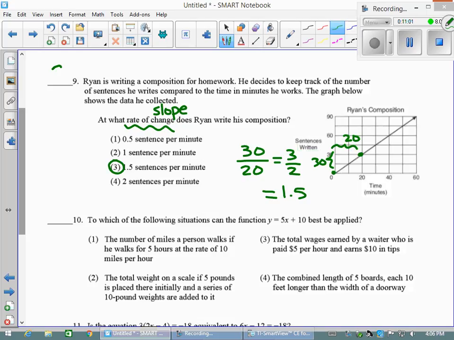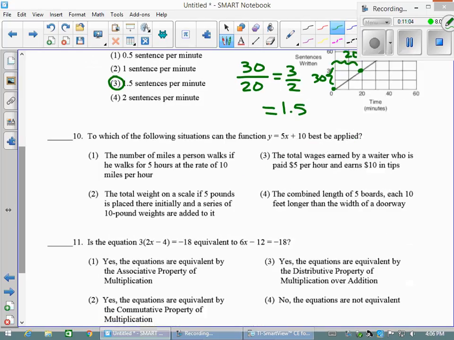Question 10. To which of the following situations can this function y equaling 5x plus 10 be applied? So let's take a look at each one. Okay, so for answer choice 1, it says the number of miles a person is walking if they walk for 5 hours at a rate of 10 miles per hour. So that would mean that my slope here is 10. And what they're actually giving me in choice 1 is not really a function. Well, first, we already have 5x, so we know it can't be this answer. But what they're really giving me here is 5 hours at this rate. So they're almost just telling me, all right, plug in 5, so you went 50 miles. But again, not matching up with our equation.